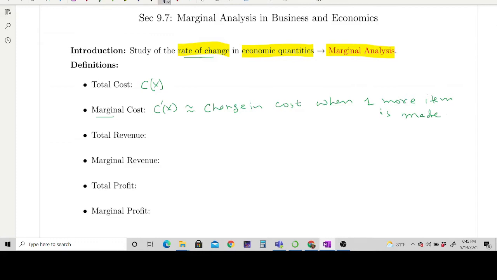Now the revenue function, the total revenue is denoted by R of x, and marginal means rate of change, that means the derivative. So the marginal revenue is the derivative of the revenue function, and the profit function is denoted by P of x, and the marginal profit is the derivative of the profit function. Now let's look at an example.